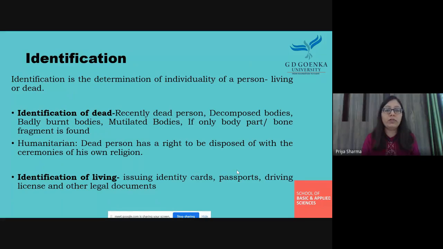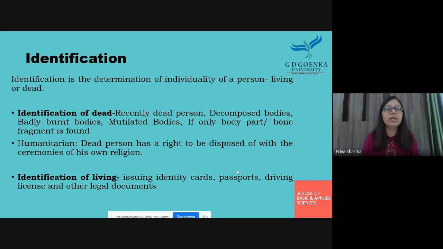So why do we need identification in the case of dead bodies? Whether a person is recently dead, or we found a decomposed or unknown body, it may be possible that we have found mutilated body parts or bone fragments. In that case, we need to find out the identity of that person. There are humanitarian reasons as well: a dead person has a right to be disposed of with the ceremonies of his own religion, and the family of that person should be informed.